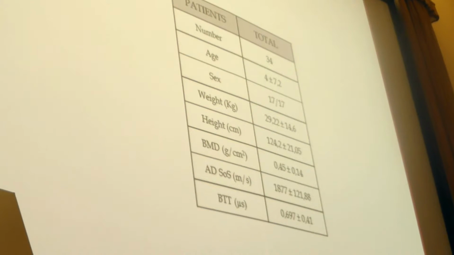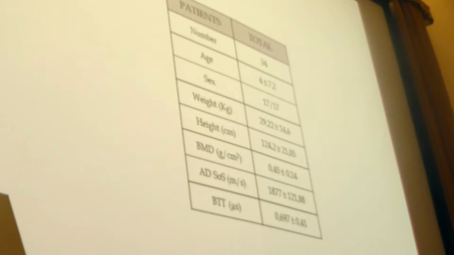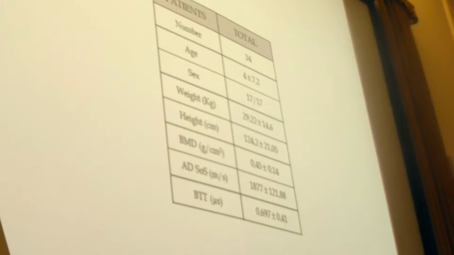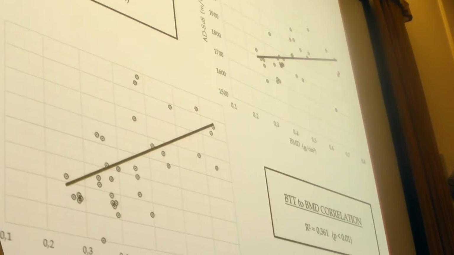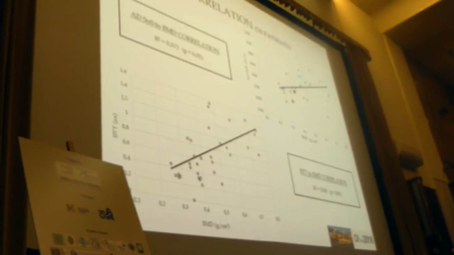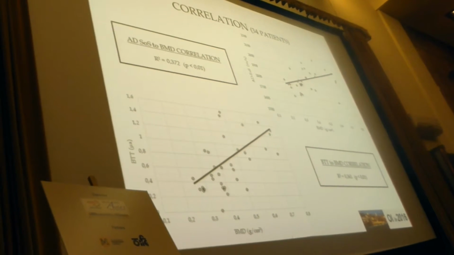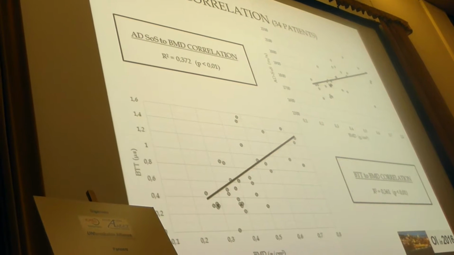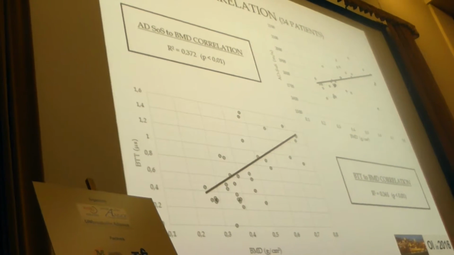In the first year of the study, we had 34 patients with a mean age of 4 years old, and we have this data of BMD in absolute value, ADISOS and VTT. We did a regression line for ADISOS and BMD, and VTT and BMD in these 34 patients, and we have a very high correlation.